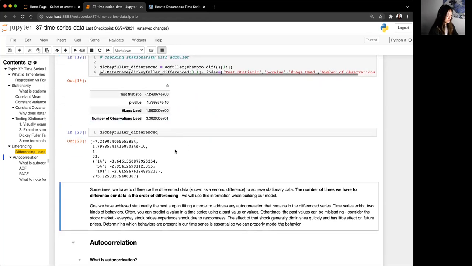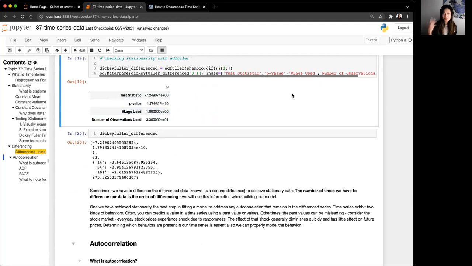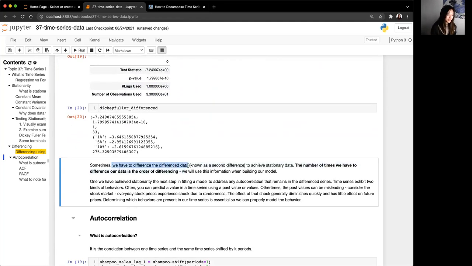Okay, so about the number of lags used and how you can difference your data over and over again. Sometimes we have to difference the differenced data to achieve stationary data. The fact of the matter is, sometimes if you have a really strong trend or an exponential looking trend, you might have to difference your data more than once to achieve stationarity. And typically, the more you difference your data, the flatter your trend becomes.